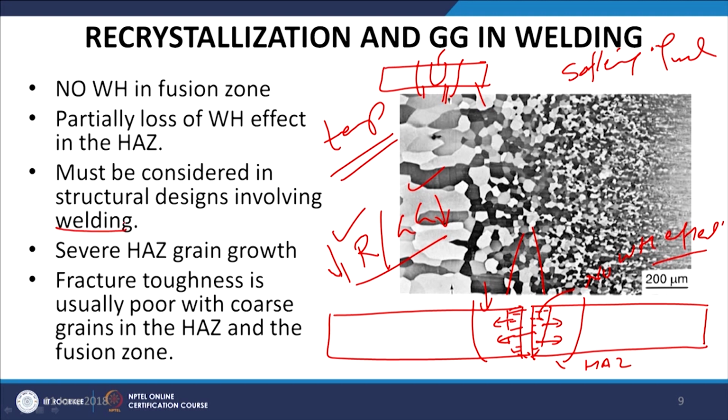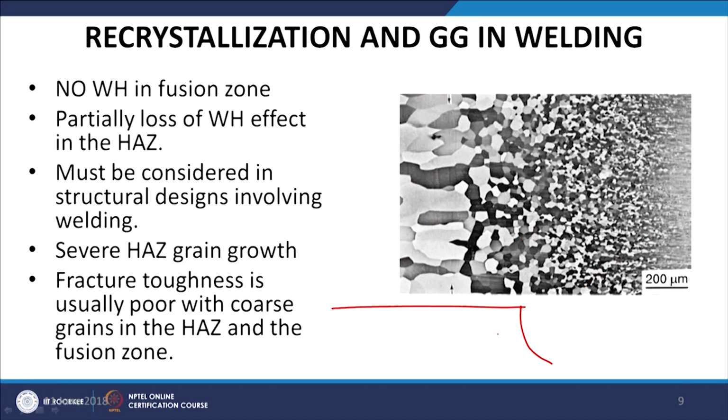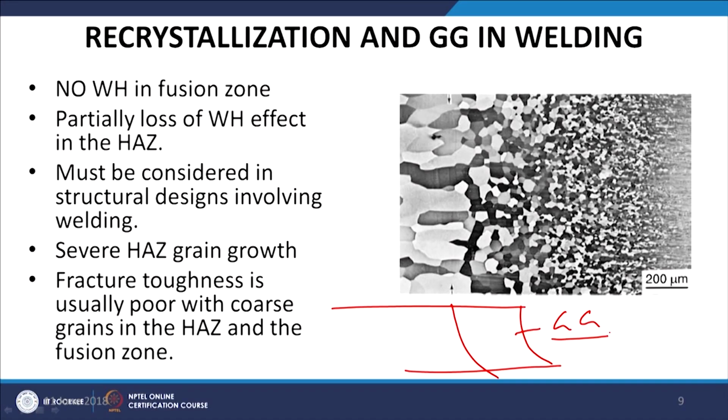And the regions next to the fusion boundary, which will be experiencing the greater temperature for longer period, will be experiencing the significant grain growth and complete loss of the work hardening effect, and complete recrystallization followed by the grain growth, and therefore the extent of strength loss will be maximum next to the fusion boundary and somewhat less away from the fusion boundaries. That is what we will be seeing in the next slide.